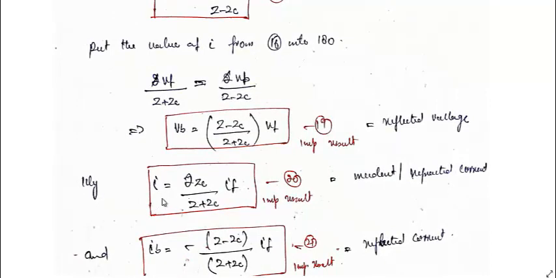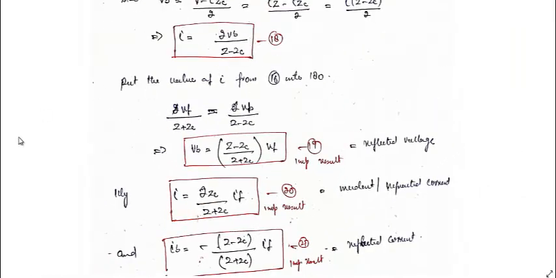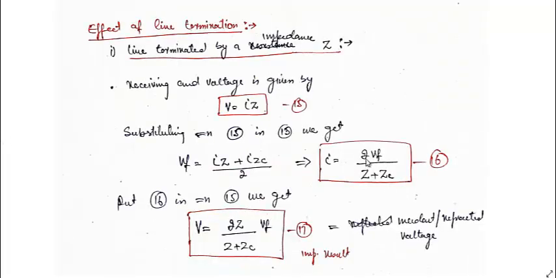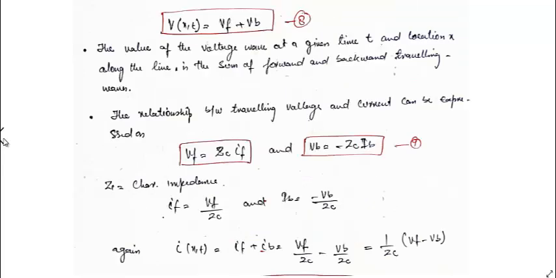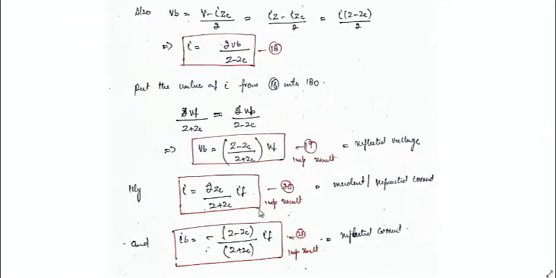Similarly, we can calculate I in terms of If as twice Zc divided by (Z plus Zc). Because I is equal to twice Vf divided by (Z plus Zc), where Vf is equal to If into Zc from this equation. When we put If into Zc here, it comes to twice Zc divided by (Z plus Zc) into If.